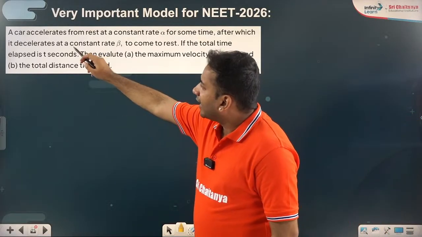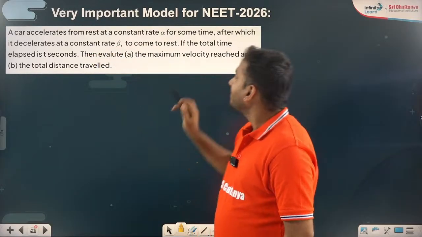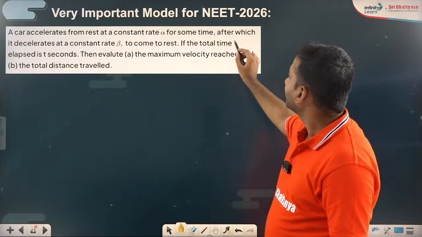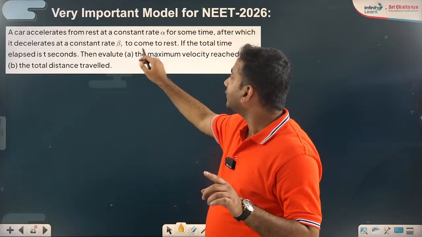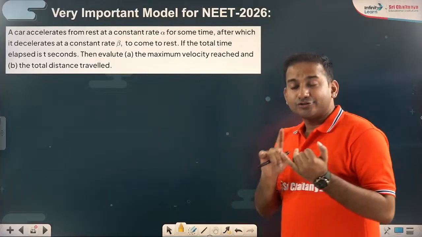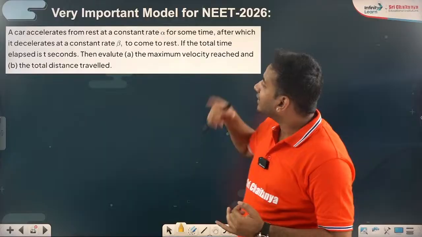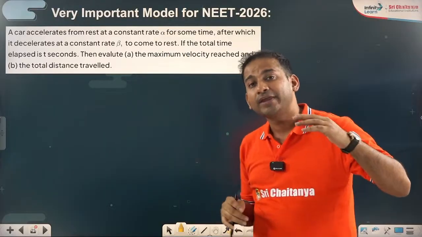Now, a car accelerates from rest at a constant rate alpha for some time. What is that time? Not given to you. After which it decelerates at a constant rate beta to come to rest. For what time? Again, not given to you. So which means initial velocity is 0, given to you. Final velocity is also 0, given to you for the entire duration.